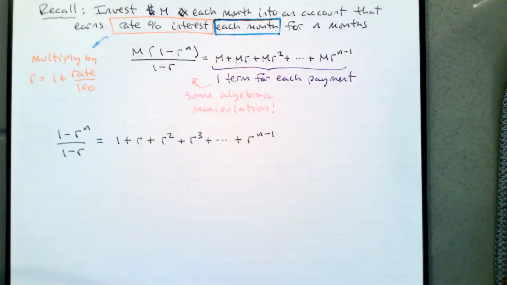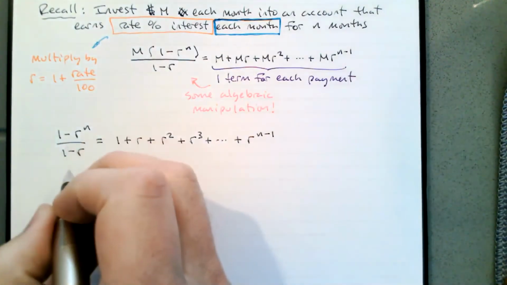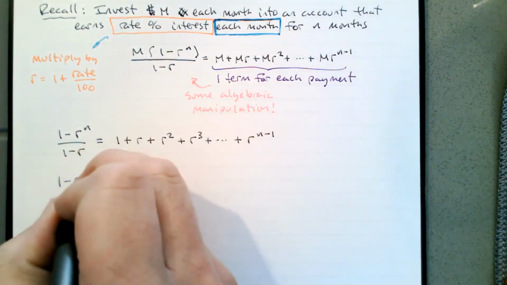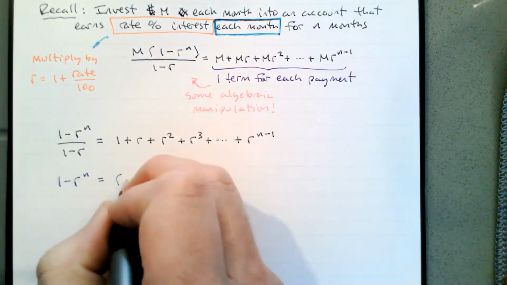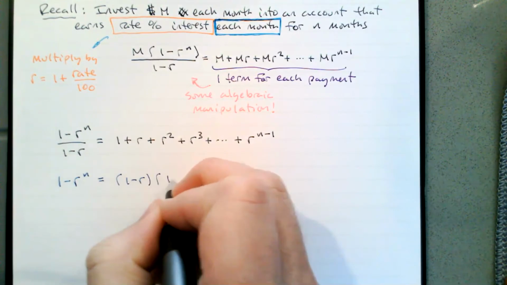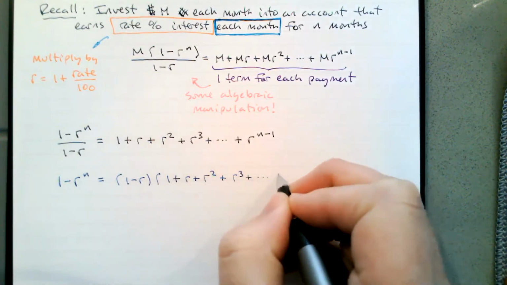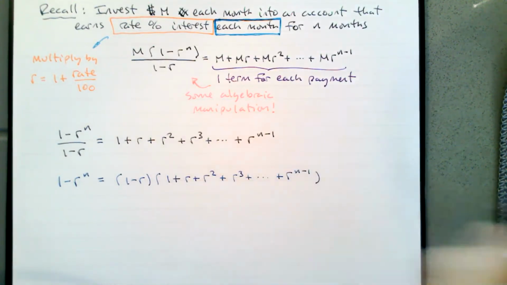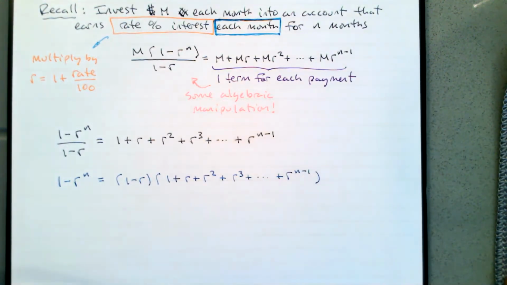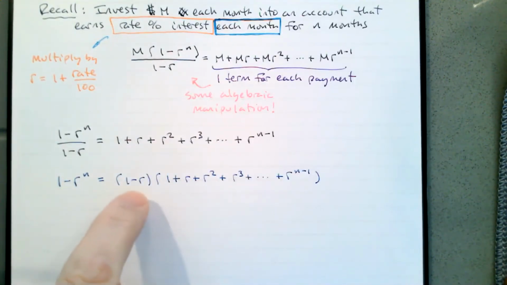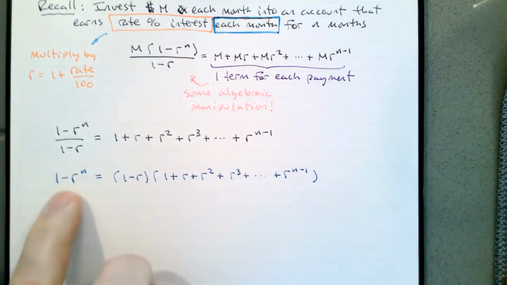So what this means is that if we see a difference, we can rewrite this in terms of multiplication. We can see that 1 minus r to the n will factor into 1 minus r times 1 plus r squared plus r to the third all the way out to r to the n minus 1. That's just if 6 divided by 3 is 2, then 6 is 3 times 2. That's just a relationship between multiplication and division. We're not doing anything fancy here, even though I use the fancy language of factoring polynomials.